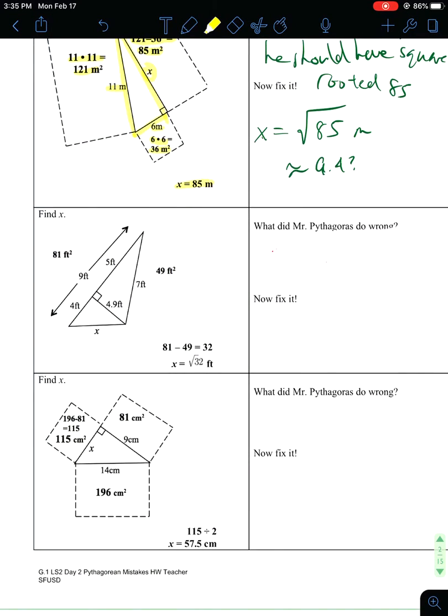This problem looks a bit complicated. There's a bunch of triangles going on. They got 81 from squaring this. It looks like they found this big square. They saw 7 and squared it to get this big square because they're trying to find this square to find x. So the square root of 32, which is this minus this. The 81 minus 49, 32 is this area, so they think. And then they square root it to get x.